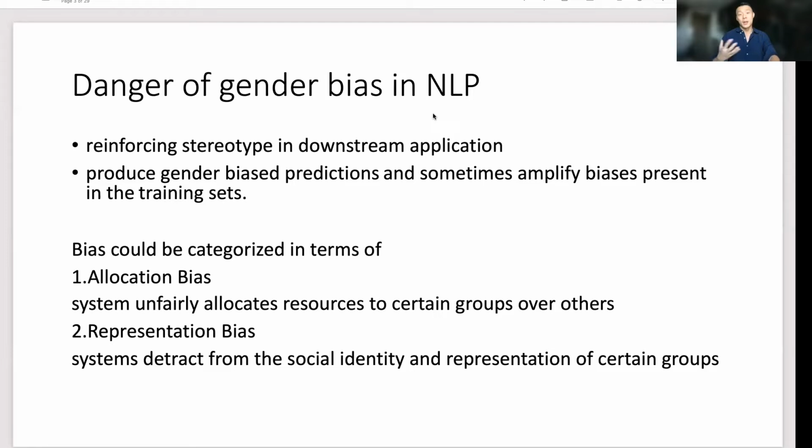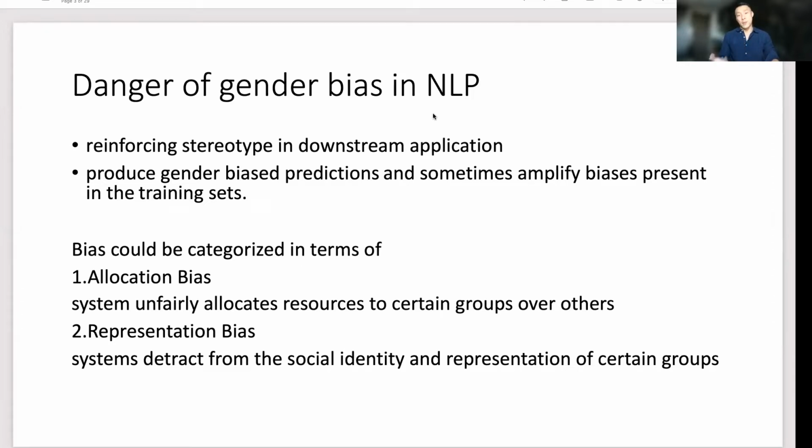Because sometimes to generate the training set, you use a model that has the bias already. So the predictions of the model will propagate right into the training set for the next model to come. So yeah, we have to trace back to the very source of it, right? The biases can be categorized in terms of allocation bias, like the example I told you before. The system will unfairly allocate resources to certain groups over others.